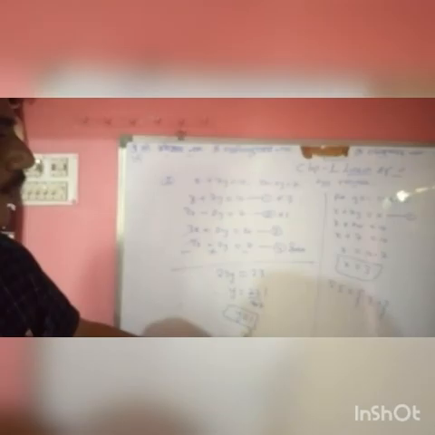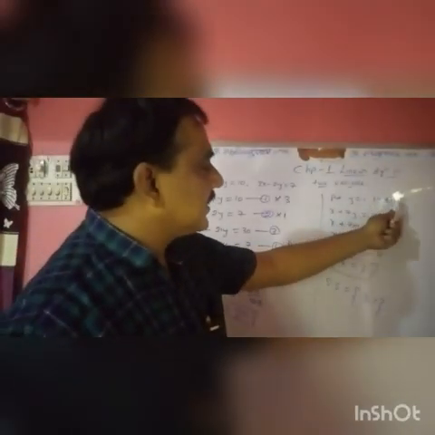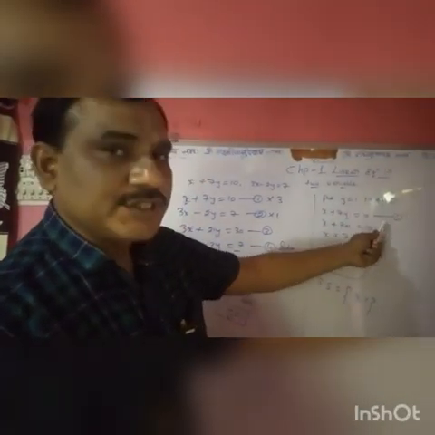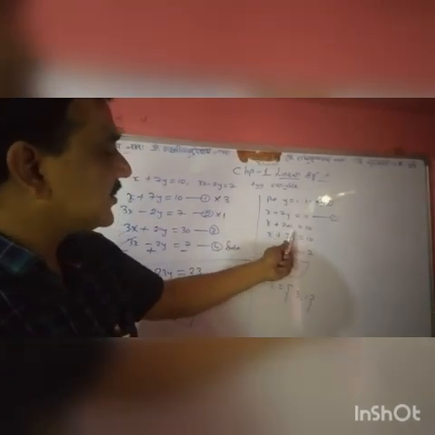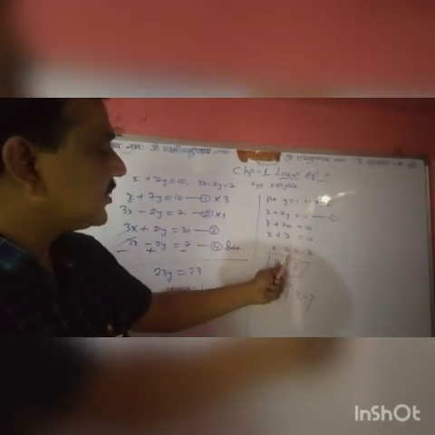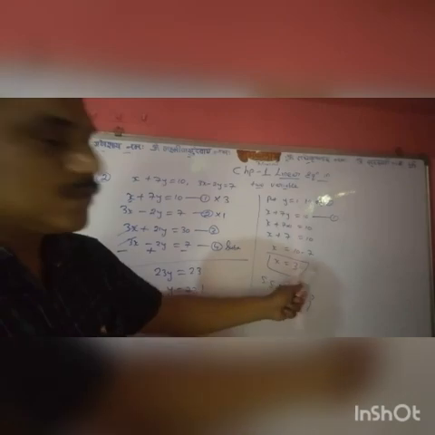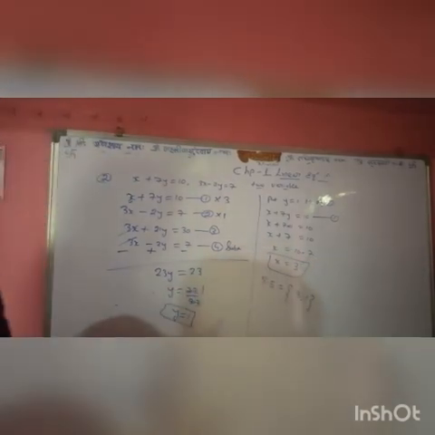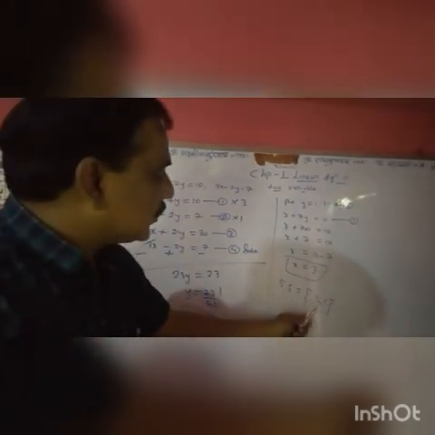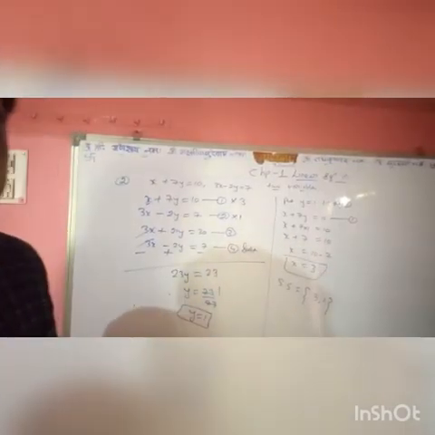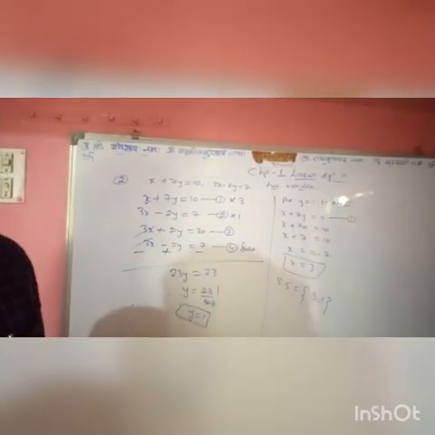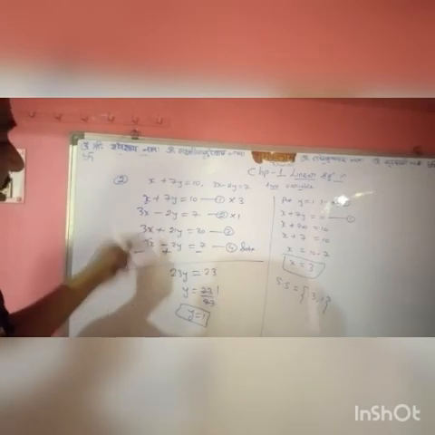y is equal to 1. Put y is equal to 1 in equation 1. x plus 7y is equal to 10. x plus 7 times 1, just 7, is equal to 10. x is equal to 10 minus 7. x is equal to 3. Solution set: you get the value of x and y. x is equal to 3 and y is equal to 1. This is the second type of simultaneous equation, how we will make it equal.